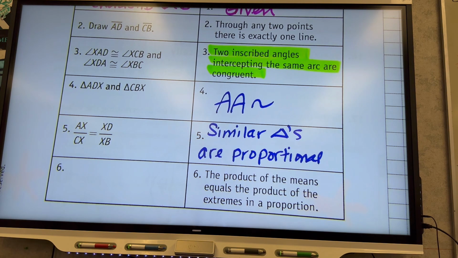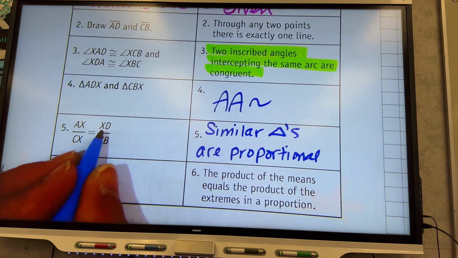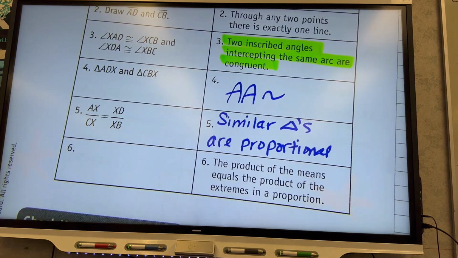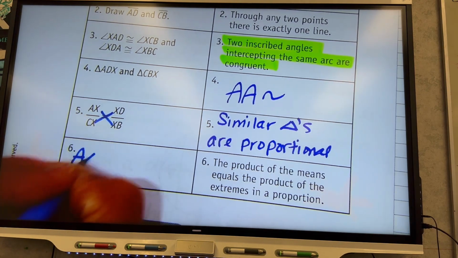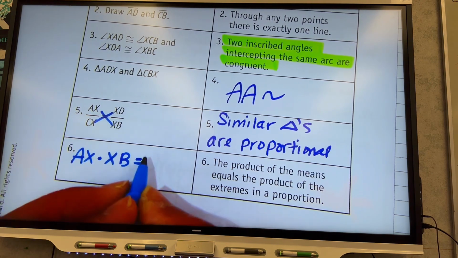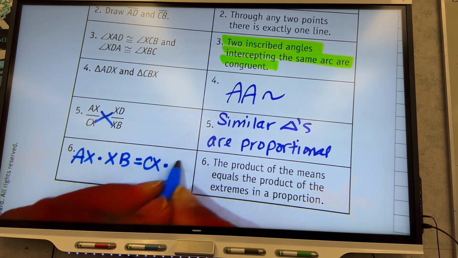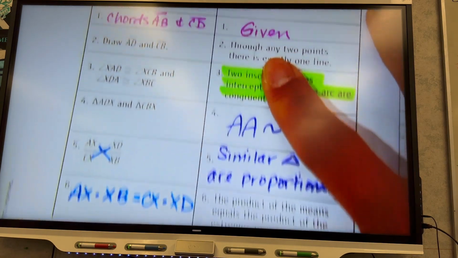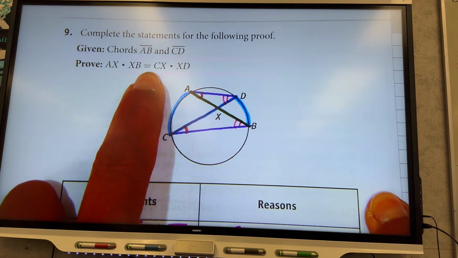We talked about it yesterday. If I were trying to find a variable here, how would I handle this problem? Cross multiply is right. Jackson got it. Right. So that means we would have AX times XB equals CX times XD. And guess what? That's what we were trying to prove.